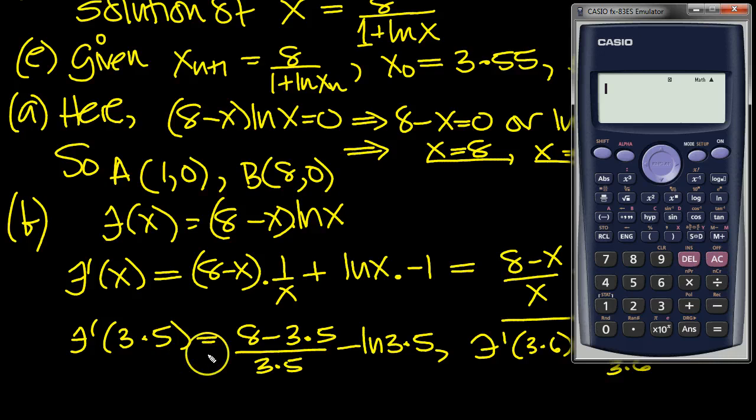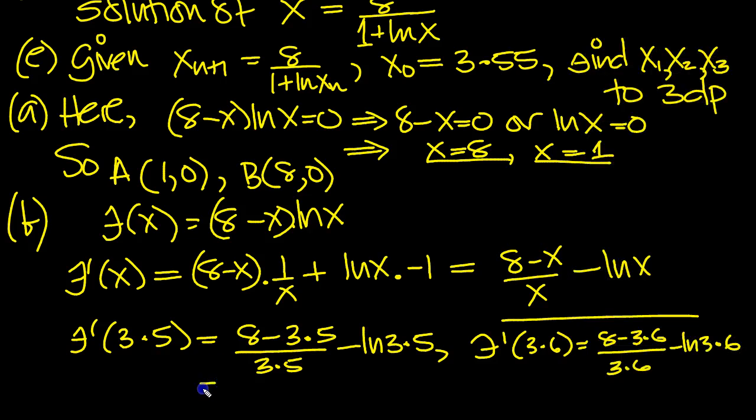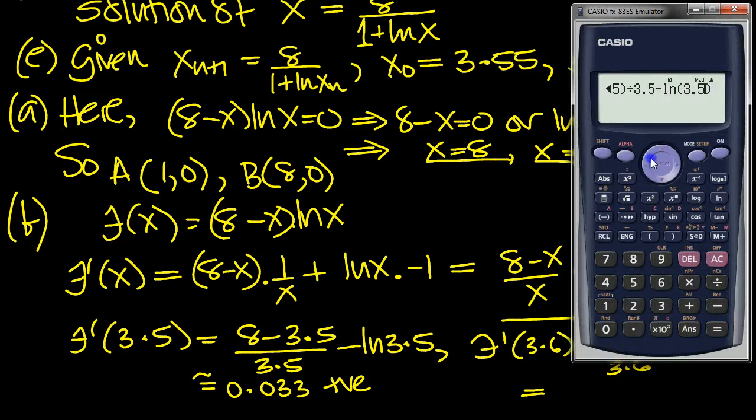So the first one, put a bracket, 8 minus 3.5, close bracket divided by 3.5, and then minus the natural logarithm of 3.5. Close that bracket, equals, we get 0.0329, 0.033, which is positive.